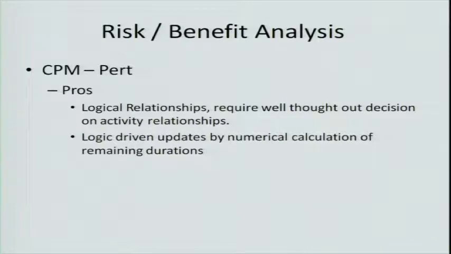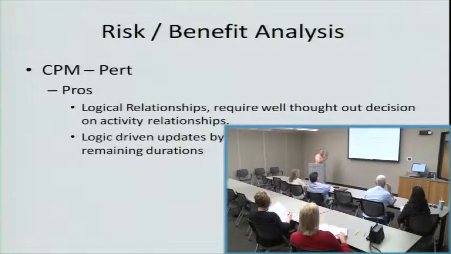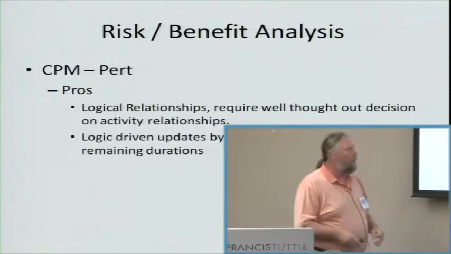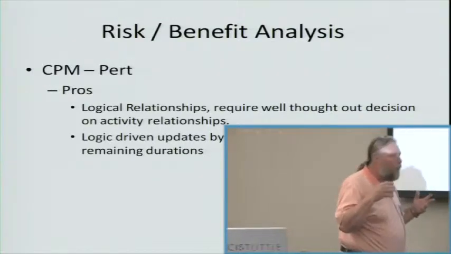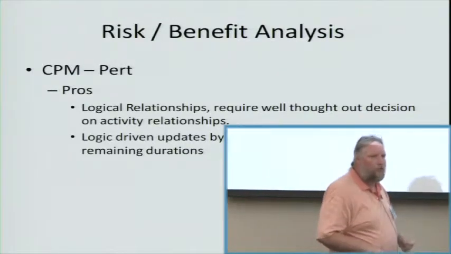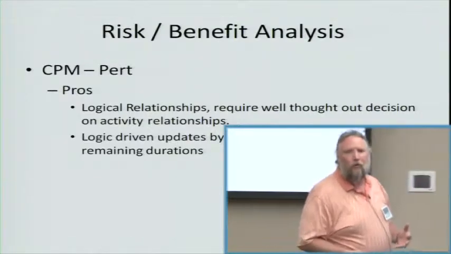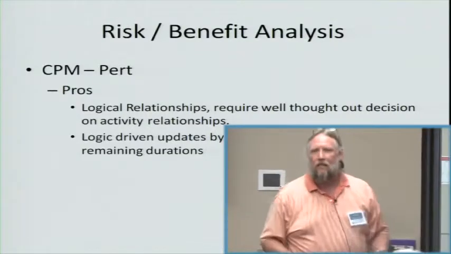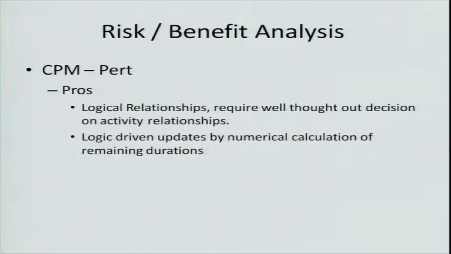CPM that we talked about and PERT, pros: logic relationship, great. It's got what comes first, what comes second, what comes third, and how they're related. But it requires well thought out relationships. So you actually have to think about what you're going to do. You can't just list all the activities down and say it's good. You have to get an idea of what comes before what and what follows what.